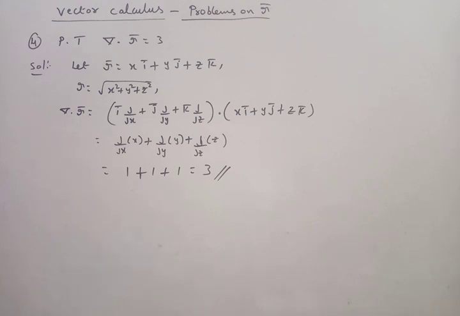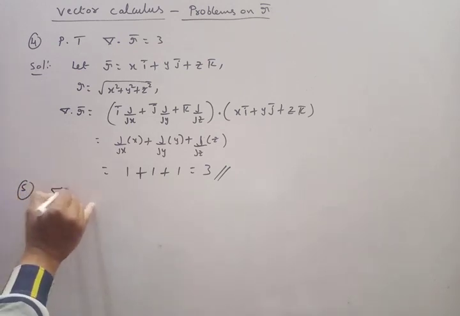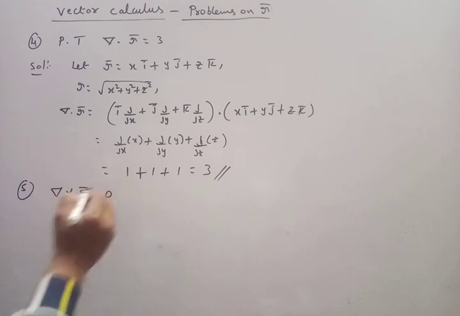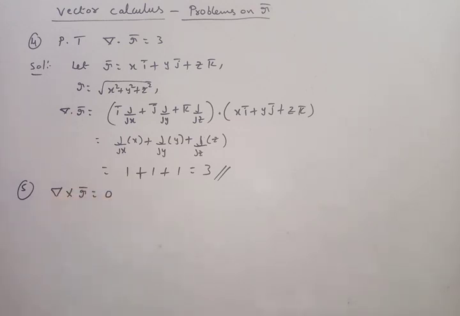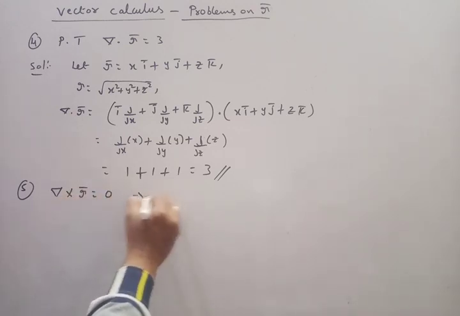Small probability, this will come for 2 marks. Okay. So next, similarly, he gave del cross r bar. So del cross r bar is equal to, what is he asking? 0, he says. So how to solve del cross r bar?